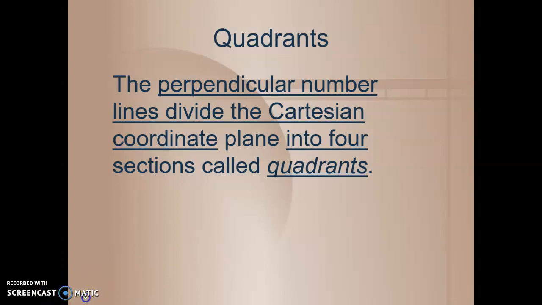So if we take a look at our Cartesian plane again, you'll see that we have our horizontal number line, which we're going to call our x-axis, and our vertical number line, our y-axis, and that we have 4 separate quadrants. Remember that quad just means 4. Quadrilateral is a 4-sided shape. Quadrants, 4 pieces in this Cartesian plane.